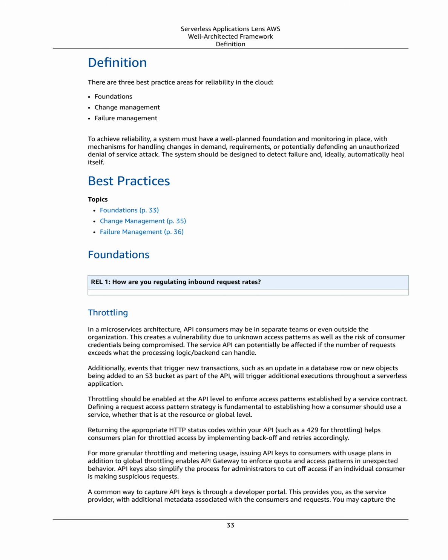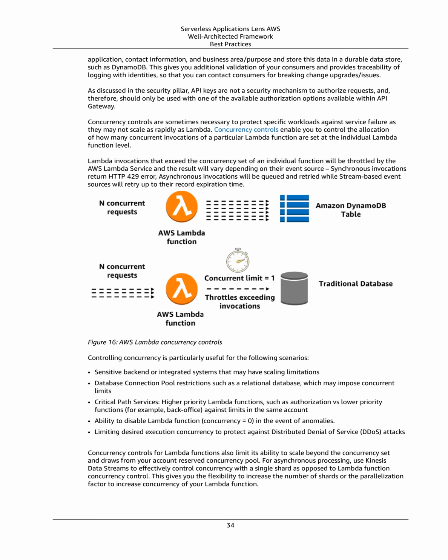You may capture the application, contact information, and business area/purpose and store this data in a durable data store, such as DynamoDB. This gives you additional validation of your consumers and provides traceability of logging with identities, so that you can contact consumers for breaking change upgrades/issues. As discussed in the security pillar, API keys are not a security mechanism to authorize requests, and, therefore, should only be used with one of the available authorization options available within API Gateway.